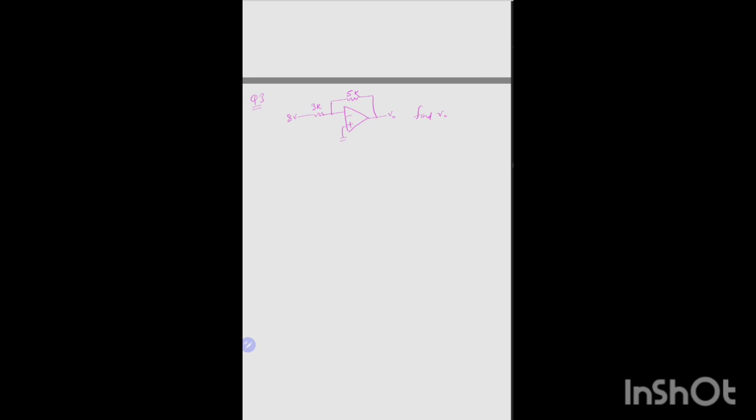This is question number 3. Find out V naught. What is this amplifier? This is an inverting amplifier. Inverting amplifier. For an inverting amplifier, output voltage V naught is equal to minus RF upon R into VI.